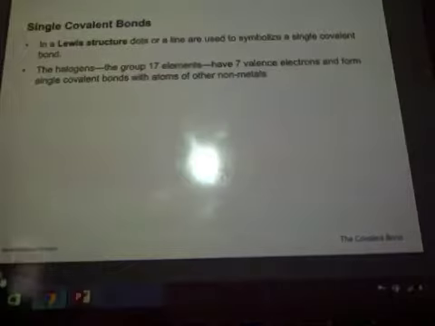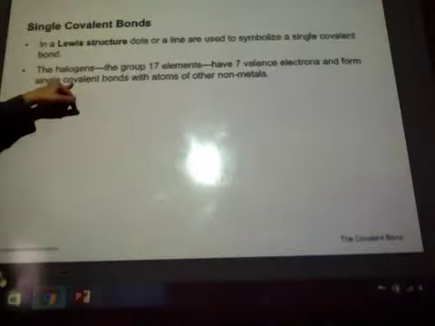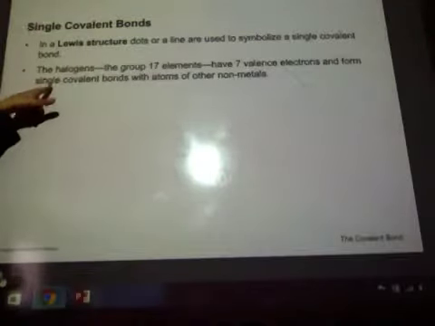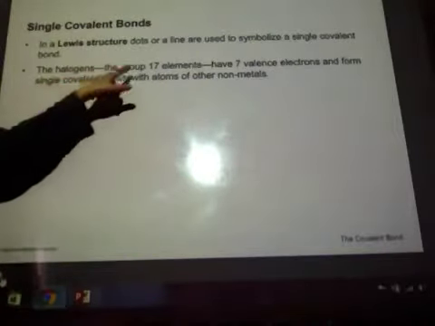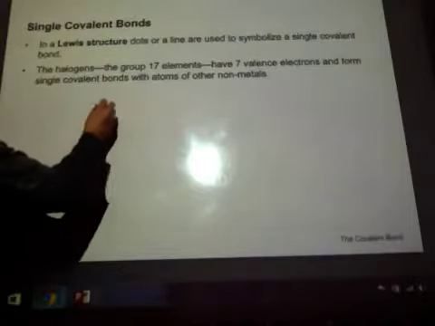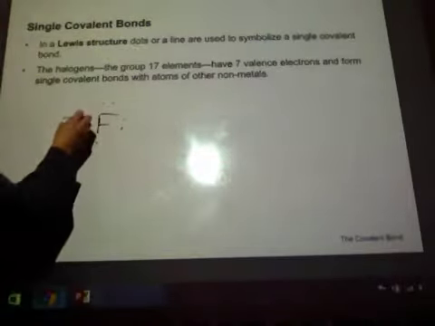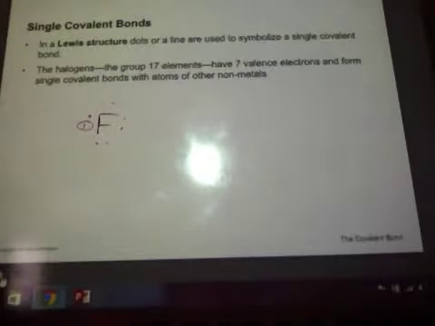And real short one here. Lewis structure, dots or line are used. Halogen group 17 elements have 7 valence electrons, and they can form single covalent bonds with atoms of other nonmetals. Because, we'll go back to fluorine, 1, 2, 3, 4, 5, 6, 7. It has that one empty spot, so therefore it can bond with one thing.